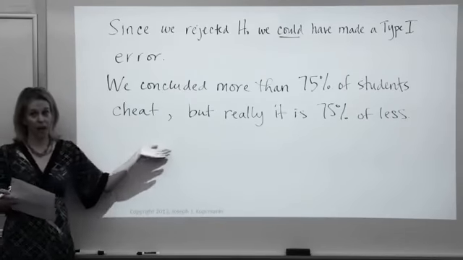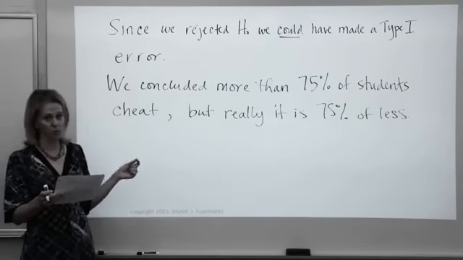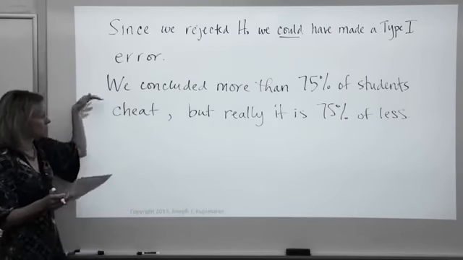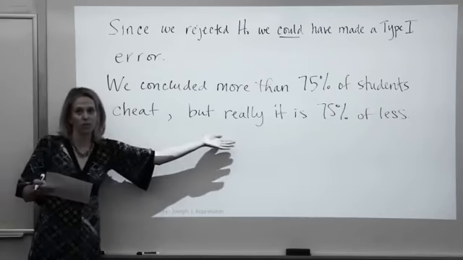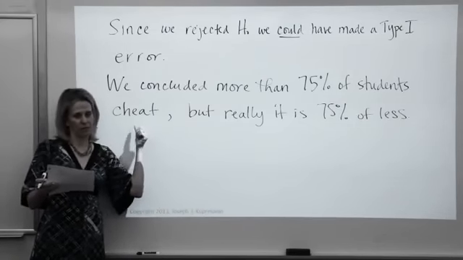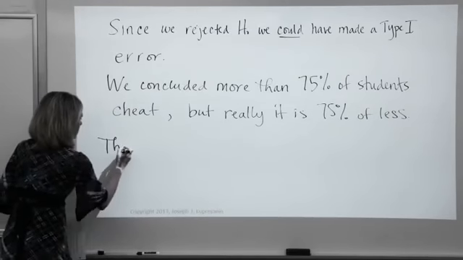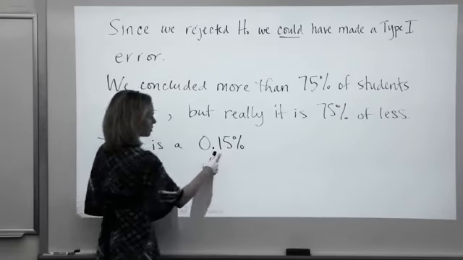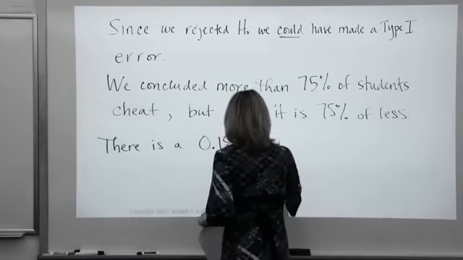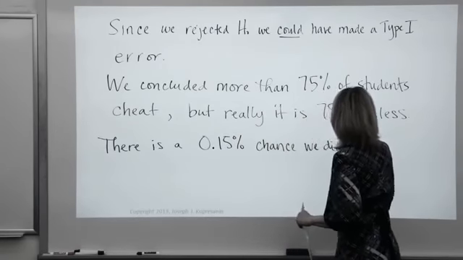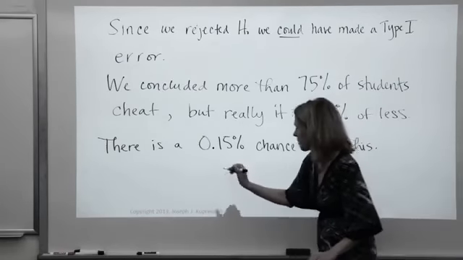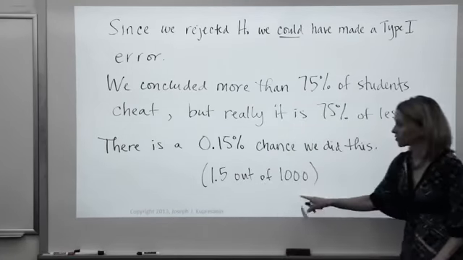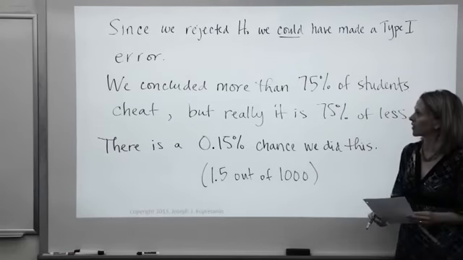And then the likelihood of that happening, that's where the p-value comes into play. So that p-value, again, was 0.0015. If we think of that as a percentage, multiply that by 100, there's a 0.15% chance that we concluded more than 75% of students cheat when it was really 75% or maybe even something less. So the likelihood of this happening is pretty darn small here. And I'll express this as a percentage. So there's a 0.15% or a 0.0015 probability that we made this error. That's pretty small. Keep in mind that number. This is 1.5 out of 1,000. So it could have happened, but not very likely that we made that type of error.